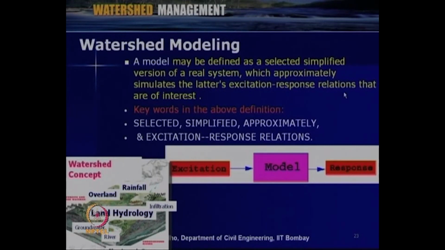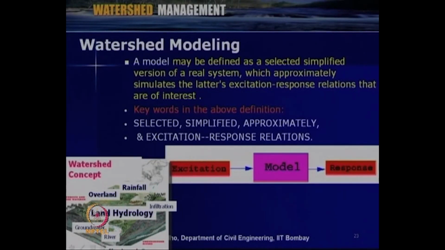response relations that are of interest. So, here we can see that the definition is, we have say the watershed, so-called watershed, that we have already selected, the system is selected. Now, we put in a number of simplifications, since all the time we may not be in a position to get the entire complex system. So, we go for some simplifications.